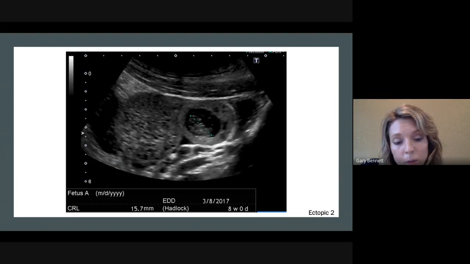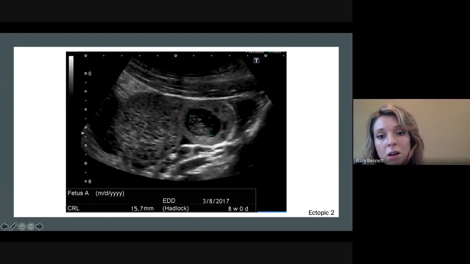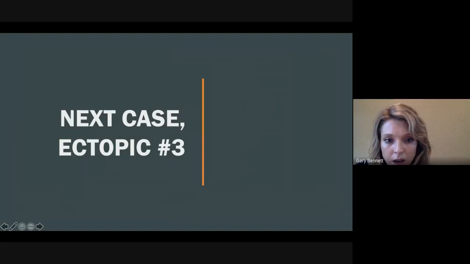So here's just one more picture of that. This is actually an 8-weeker. That's pretty big for having not ruptured yet. You can see, man, you can even see the rhombencephalon, head right here down to baby's rump. Full gestational sac. Yeah, it is a developing fetus. Okay, case 3.